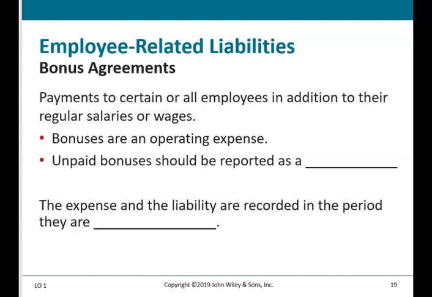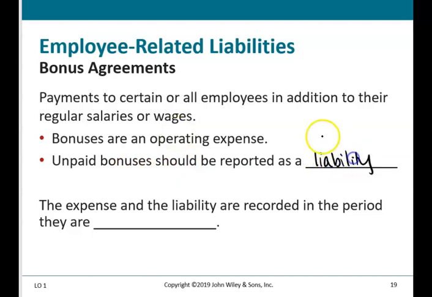Bonuses are typically determined by the year-end income, the income for the current year, let's say 2020. We don't know that until the end of the period, so the payment won't actually be made until typically January, February, or March, based on the year-end income. So payments to certain employees, or all employees, in addition to their regular salaries or wages, these are the bonuses, and unpaid bonuses should be reported as a liability.